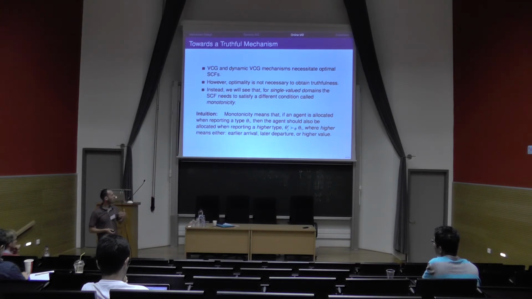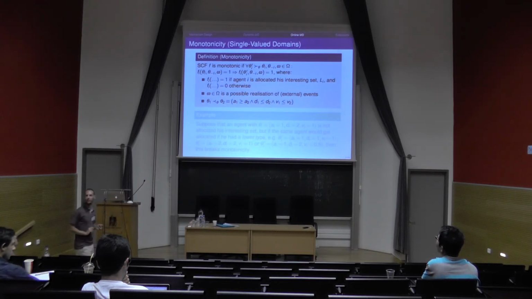So if you have more flexibility, so you arrive earlier or you depart later, or you're willing to pay more, you should be allocated more, or you should be allocated with high probability, or whatever. So you should get a better deal in terms of allocation. So we're not talking about transfers here. In terms of the allocations, you should be better off. Okay? If you are a higher type.